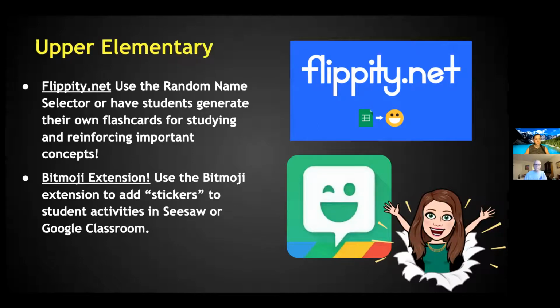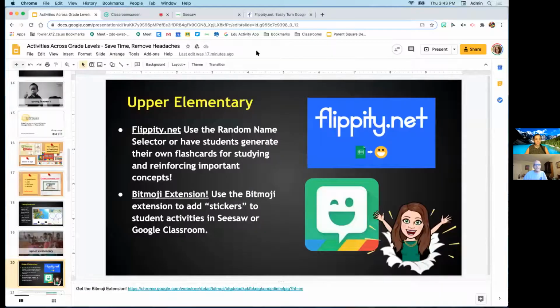So if you haven't used Flippity before, let me tell you that Flippity is a great way to save time, especially when it comes to making groups of students. There's a random name selector that allows me to just paste in a series of names, and it will divide my students into groups. It will pick a student automatically. I'd love to show you that quickly because Flippity is awesome. So we're going to hope for no more technical glitches, and I want to take you to Flippity.